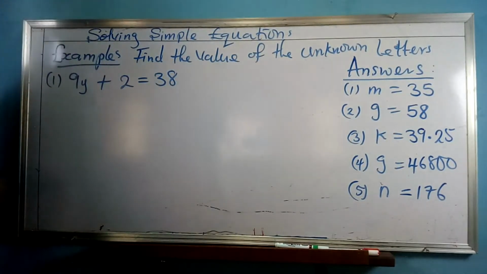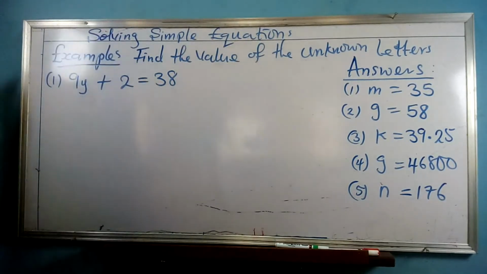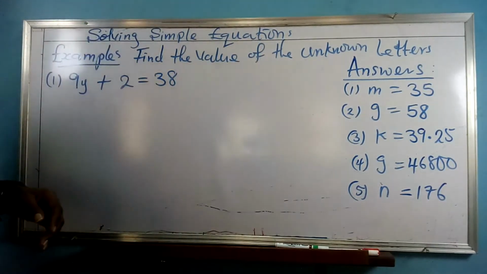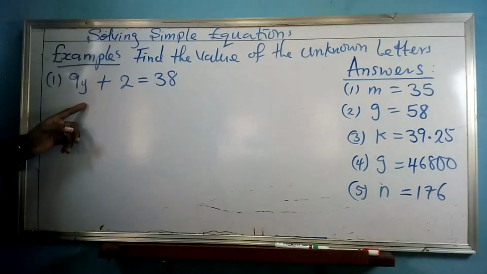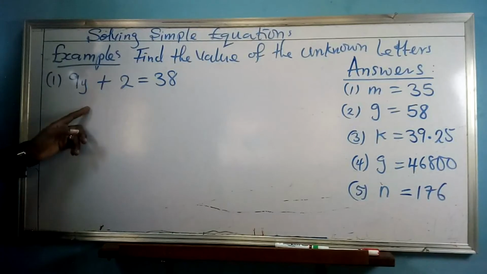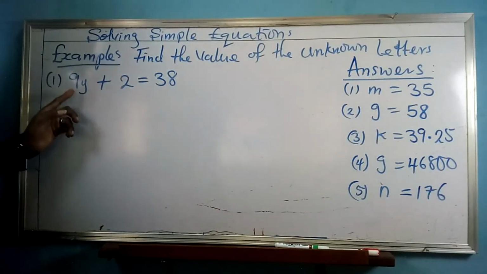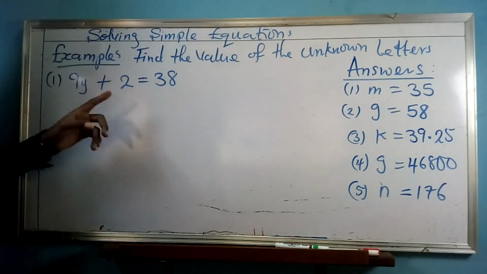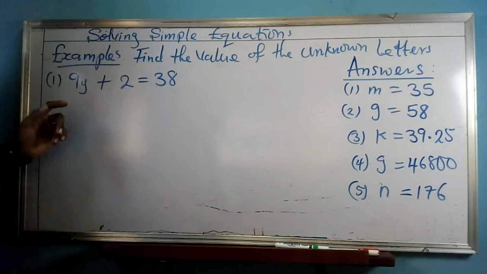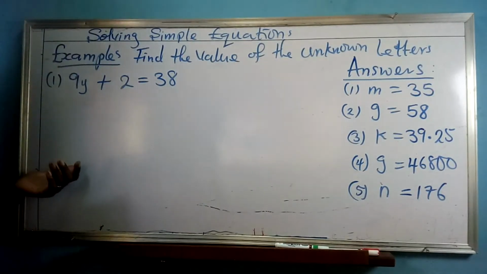Let's look at this now. You can see this one now. That's what I'm saying, that this area is a combination of almost everything that we've been talking about. 9y. You know, in part 3, we talked about something that has a coefficient. That is the multiplication. You multiply 9 times y here. This is plus 2, the 2 that stands alone. Then this is 38.